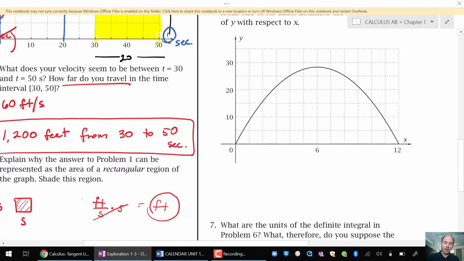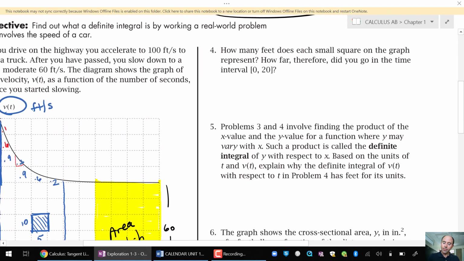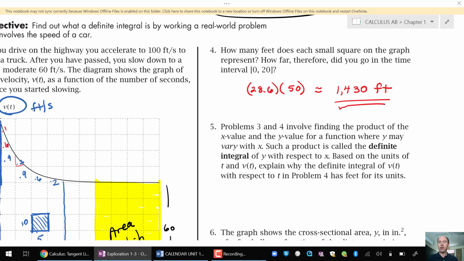So knowing that, I'm going to come up here to question number 4. How many feet does each small square represent? Well, that would be the 50 square feet. So how far did you go? Well, 28.6 squares. Each square is about 50, giving me a total distance of approximately 1,430 feet. That's an approximation. If your square count varies, maybe you have a little bit less than 1430 or a little bit more than 1430, and that's okay.